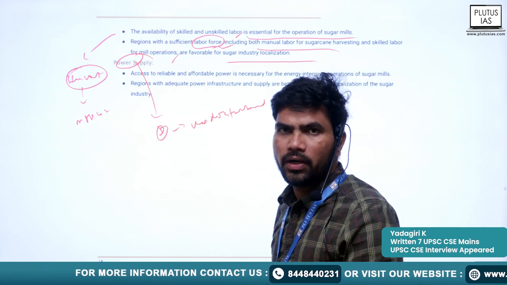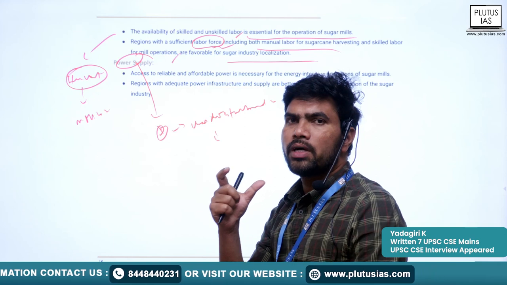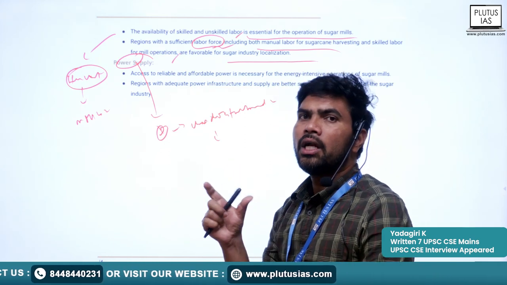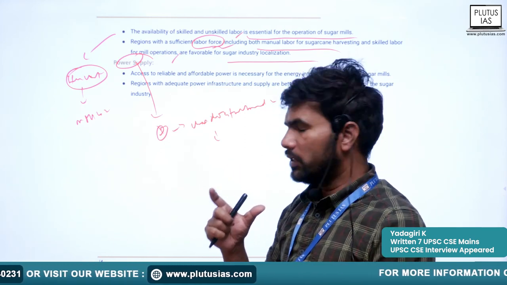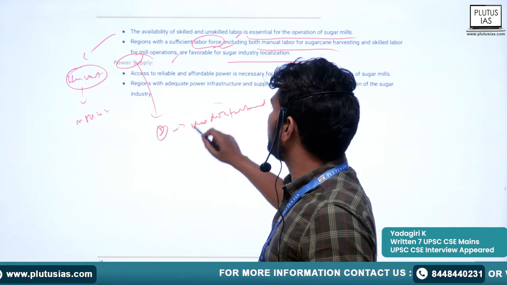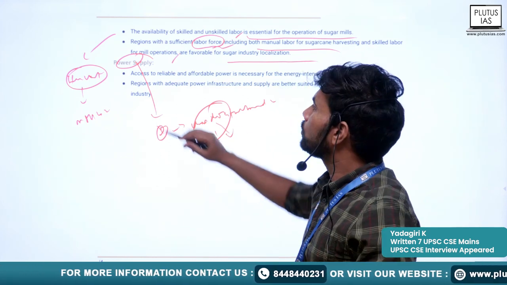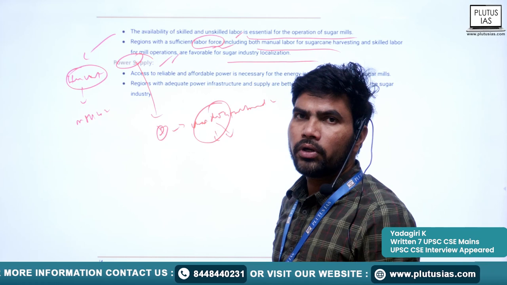Undisturbed power supply is required because the crushing period will be very short once the sugarcane is harvested. Within some time only, we have to crush this sugarcane. So for that, undisturbed supply of power is required. So this also acts as an important factor.